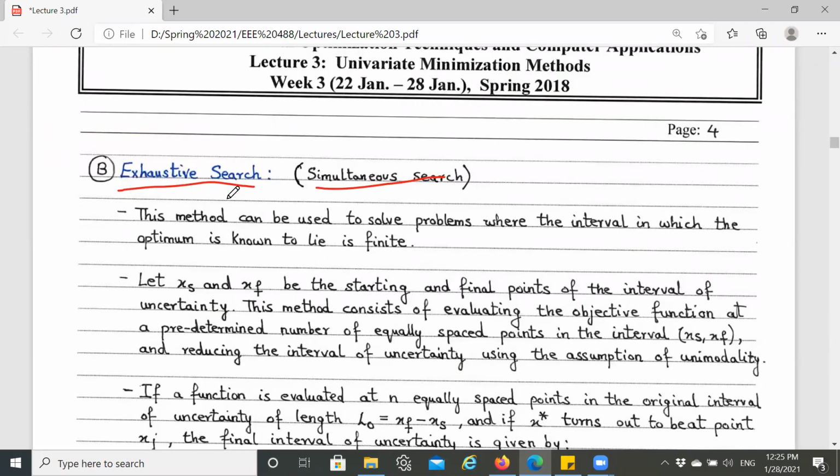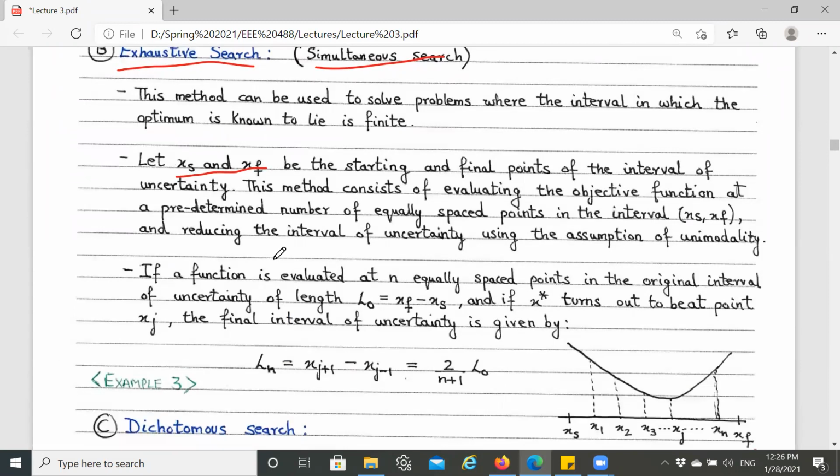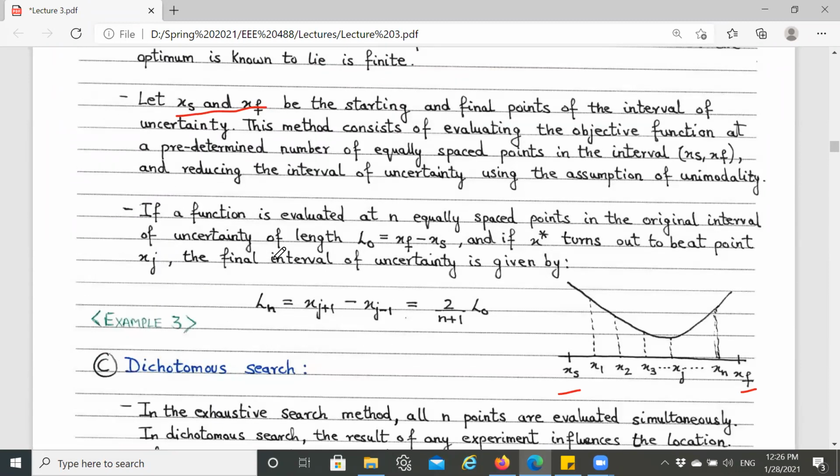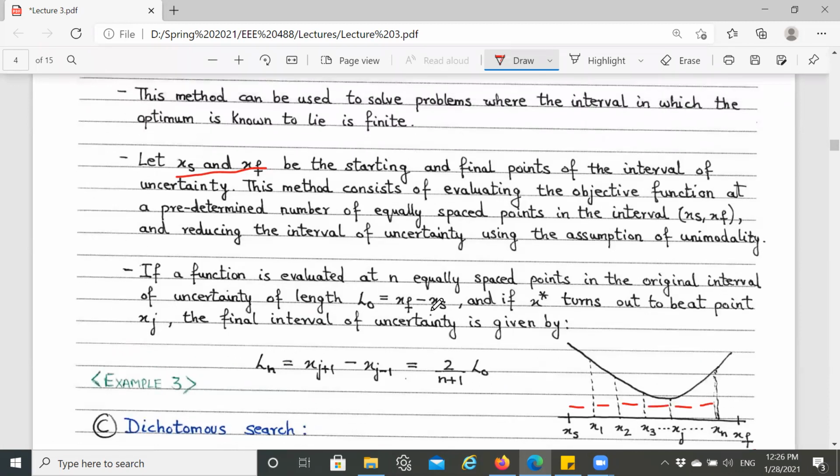So basically, remember, exhaustive search requires an interval, okay? So we define the interval by 2 points, x of s and x of f, which is the starting and finishing points of the interval of uncertainty, okay? So what we do basically, the idea behind this is that we define some n value, okay? We say that, okay, I want to divide this interval into, I don't know, 5 equally separated intervals, equal size intervals, okay? So each of these intervals, the distance between 2 consecutive points is the same. So this method consists of evaluating the function at a predetermined number of equally spaced points, okay?